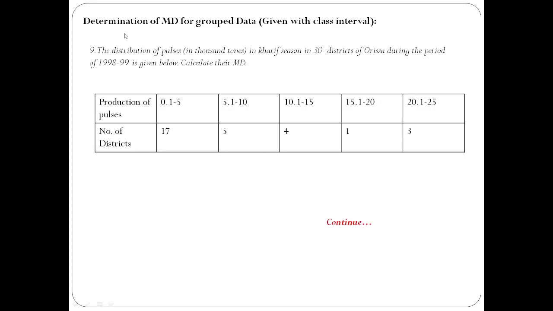So now, how to determine the mean deviation of group data when it is given in the form of class interval? So here is an example. The distribution of pulses in 1000 tons in Kharif season in 30 districts of Odisha during the period of 1998 to 99 is given below. Calculate their mean deviation. So here the production of pulses in 1000 tons and number of districts are being given. So you need to calculate the mean deviation. So it is a group data given with class interval. So how to calculate this?